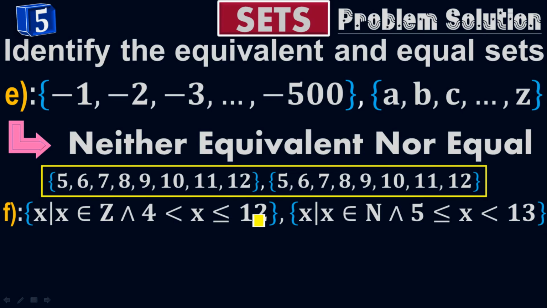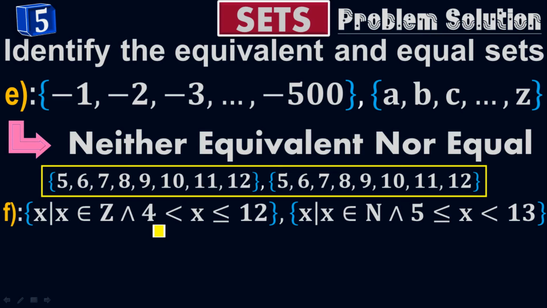So both of the sets have the same number of elements. We have 1, 2, 3, 4, 5, 6, 7, 8. We have 8 elements for the first set and 8 elements for the second set. Therefore, we can say that they are equivalent to each other. But at the same time, they have the same nature of elements. We have positive integers from 5 up to 12. Similarly, we have natural numbers from 5 up to 12. So both of the sets have the same elements. Therefore, they will be equal to each other as well. So they are equivalent and also equal.